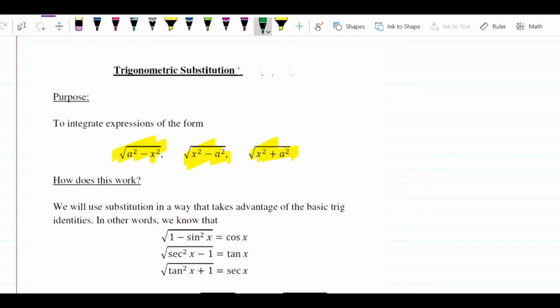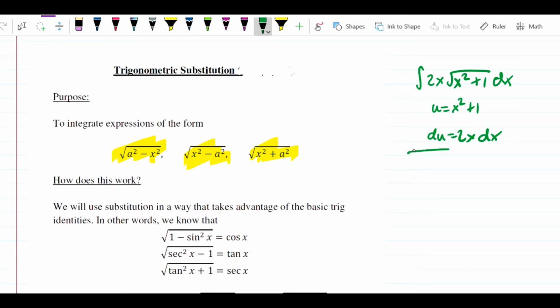Just to think about why we would need to do this, recall that if we had an expression like 2x square root of x squared plus 1, this was something that could easily be solved by u substitution, where we'd simply set u equal to x squared plus 1 and du equal to 2x dx. And we can see that then we'd be able to clear all the terms in this integral.